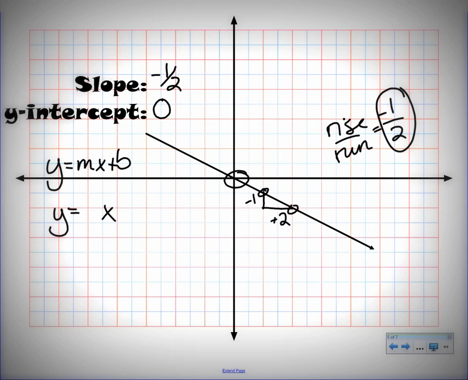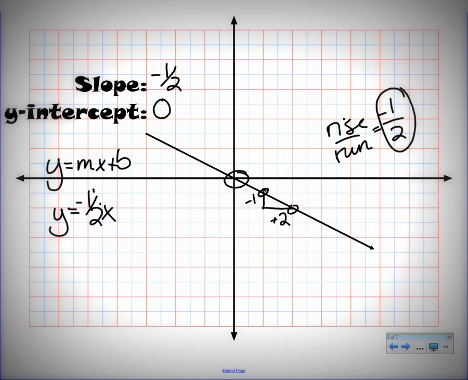Negative half. And again, leave your slope in your equation as a fraction. It just helps you see that rise and that run a lot easier. You could say negative 0.5, but when it comes to graphing, just leave it as negative 1 over 2.